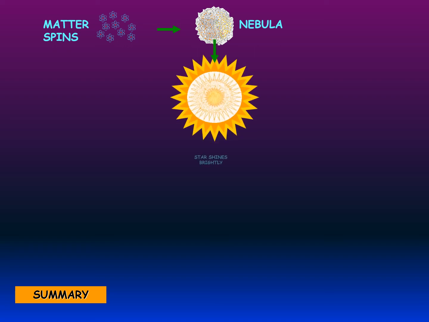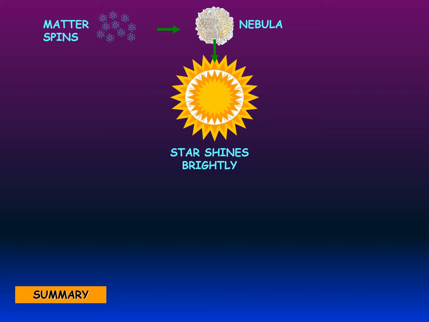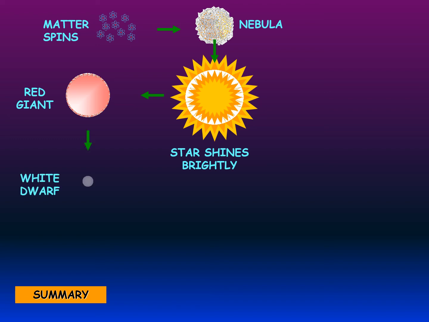Small stars will produce light energy and heat energy for billions of years. Large stars will produce light energy and heat energy only for millions of years. Small stars start to die when they expand and form a red giant star. The matter in the star will collapse and a small white dwarf star is formed. The white dwarf star will become a black dwarf star.